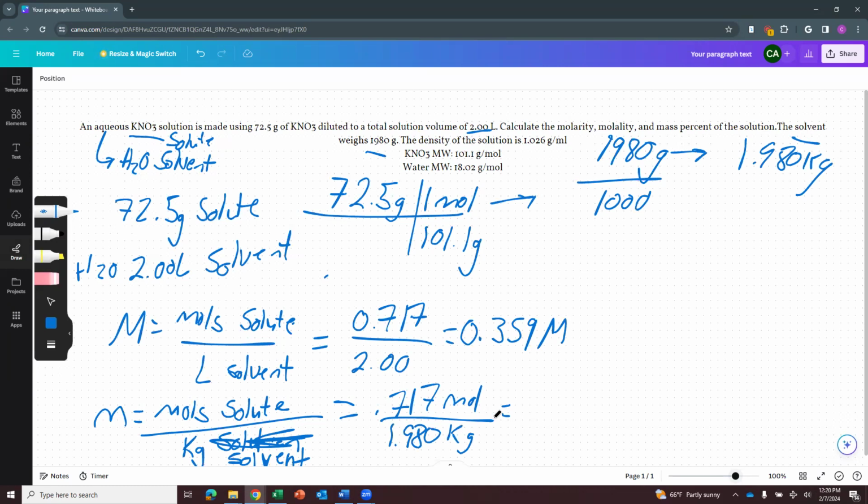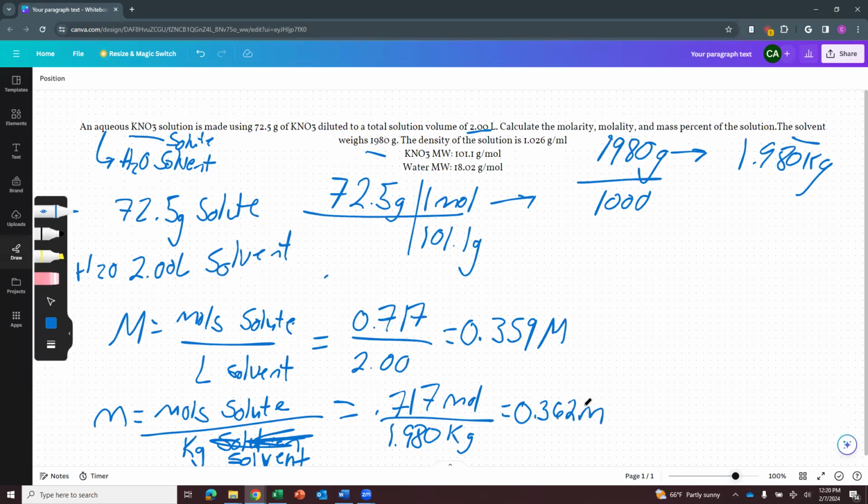And so our molality, 0.717 divided by 1.980. Our molality then, 0.632 molal.